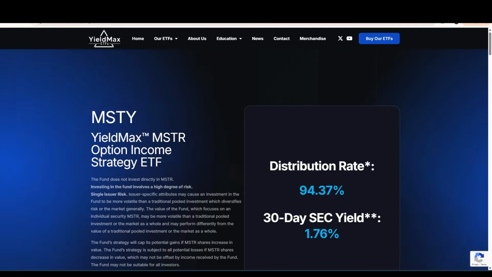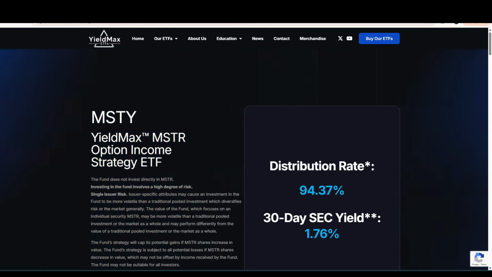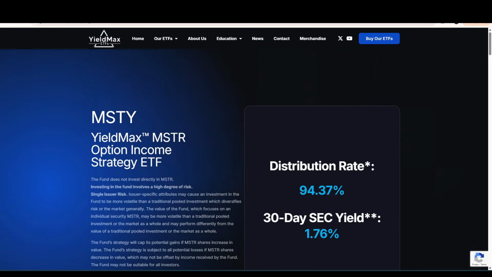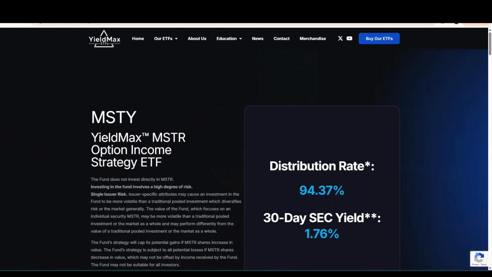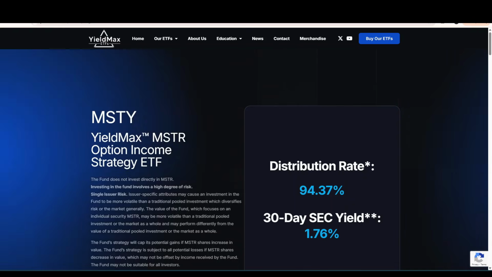Hello my friends, this is Legend. Today we're going to go over MSTY, and as you can see, the distribution rate for today is 94.37%, and this rate does change daily. So let's just go right over to the Webull chart and let's see where she ended up for the week.